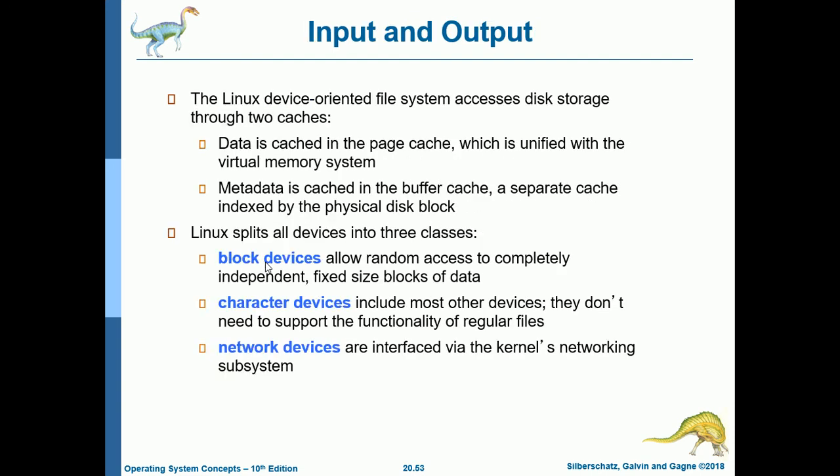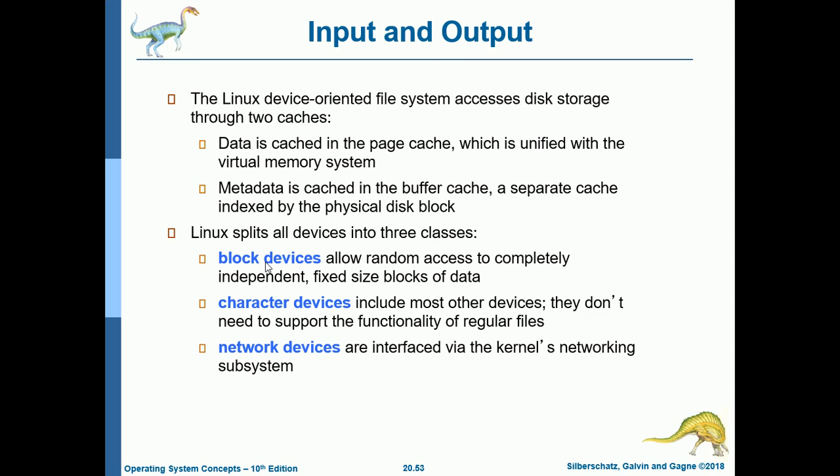So for input and output, the Linux device-oriented file system accesses disk storage through two caches. First, data is cached in the page cache, which is unified with the virtual memory system. Another one is metadata, cached in the buffer cache, a separate cache indexed by the physical disk block. Linux splits all devices into three classes. The block devices allow random access to completely independent, fixed-size blocks of data. An example of block devices, of course, is hard disk drives, which is the best example.